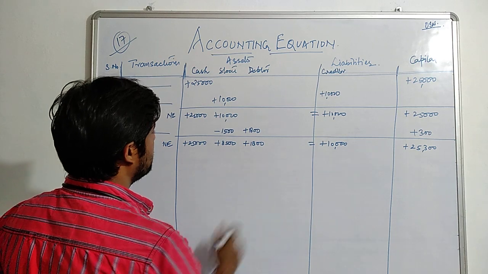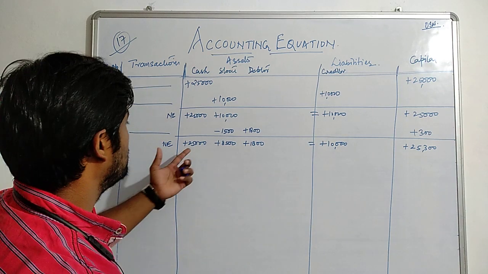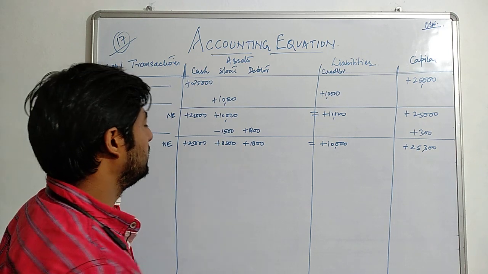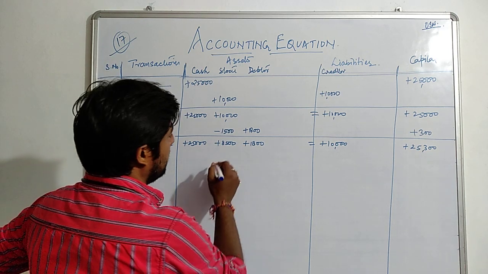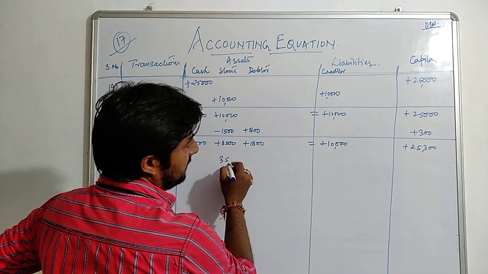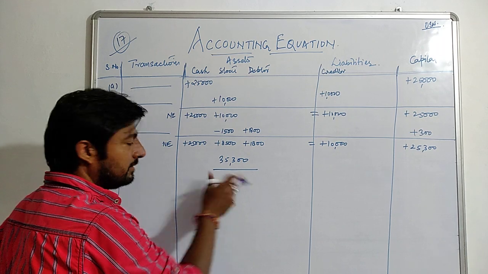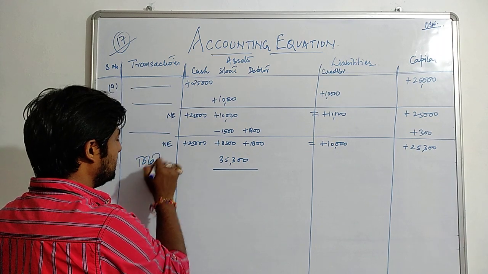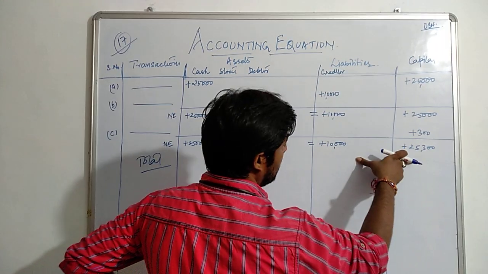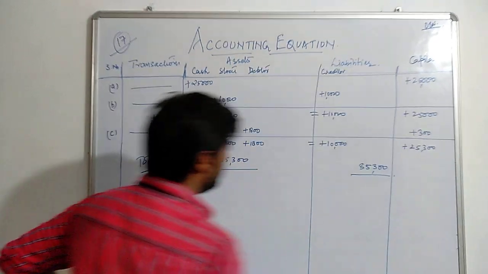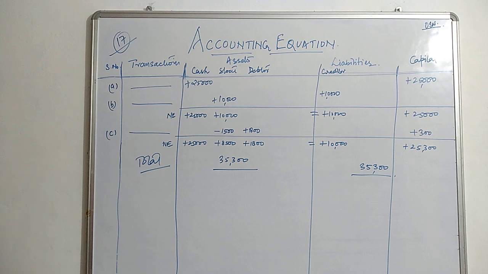Assets is equal to liabilities plus capital. That is 25, 530, 33,500, 34,500, 35,300. This is the total of assets. And here 25 plus 10, 35,300. This is the total of liabilities plus capital.